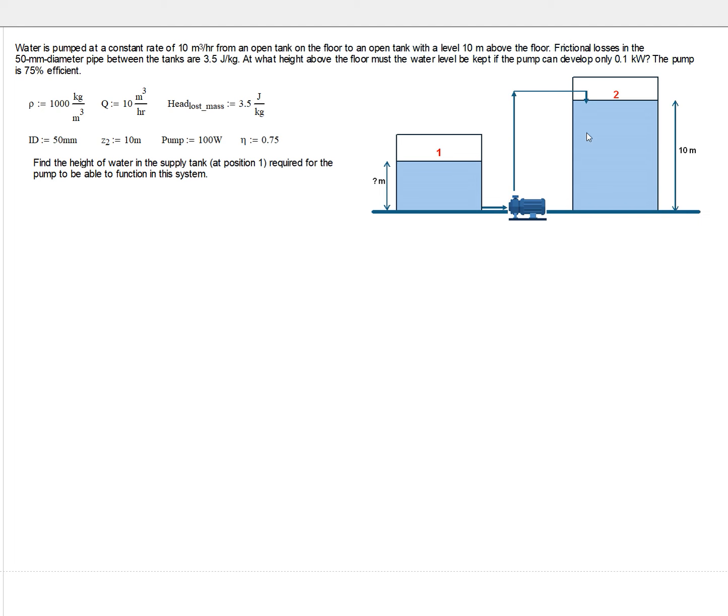This pump is not very powerful, 100 watts, and it's only 75% efficient. So only 75 watts of power are actually being delivered to the fluid. That's not a whole lot of energy, and we're trying to ramp it up to 10 meters in elevation from the floor.